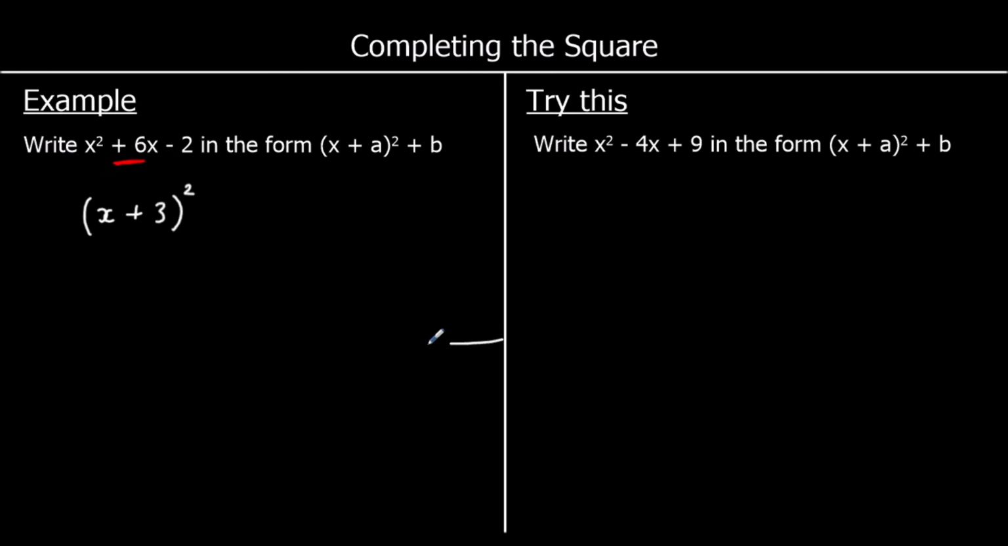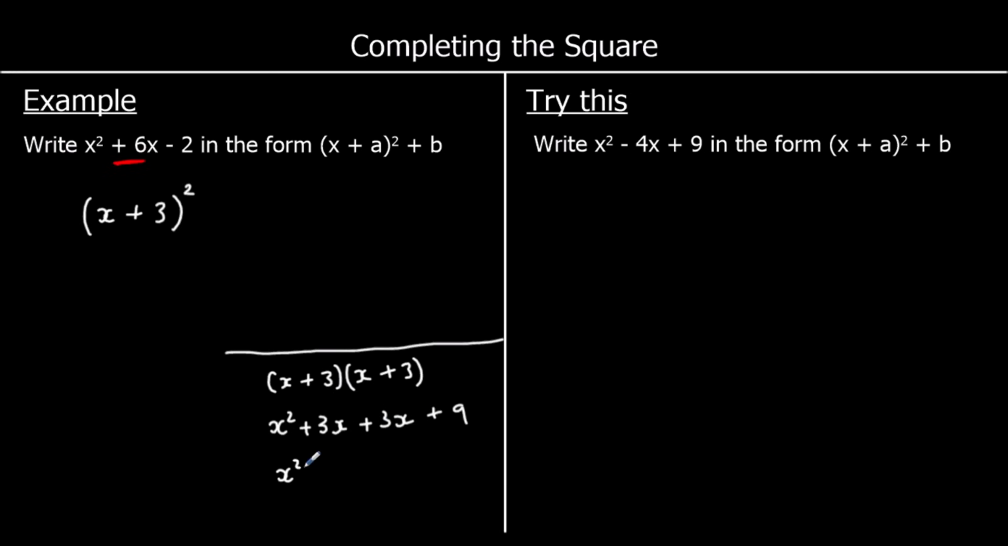Now let's quickly go over what x plus 3 squared is. If we've got x plus 3 squared, that means x plus 3 times x plus 3. And if we expand that, we get x squared plus 3x plus 3x plus 9, which is x squared plus 6x plus 9. So we wanted x squared plus 6x.